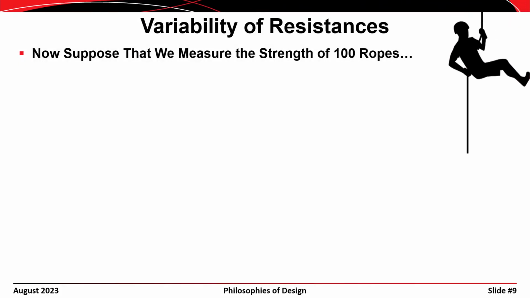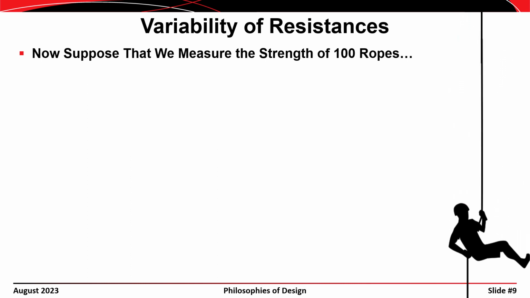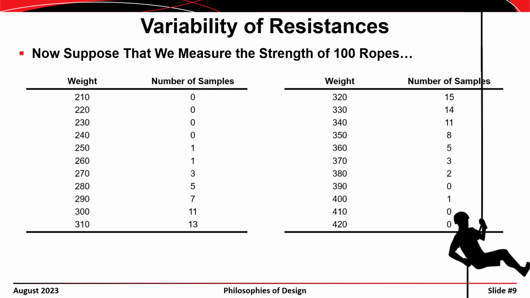Okay, next, suppose that we want to measure the strength of 100 ropes. Maybe this class is going rock climbing. So we take 100 different ropes into our laboratory, put them in a test machine, and we pull on them until they break. And again, we bin the data. So we have one rope that failed somewhere between 246 and 255 pounds. And at the other end of the spectrum, we have one rope that failed between 395 and 405 pounds. So on average, we have a strength of 320 pounds for our ropes, and the standard deviation of the strength is 28 pounds.